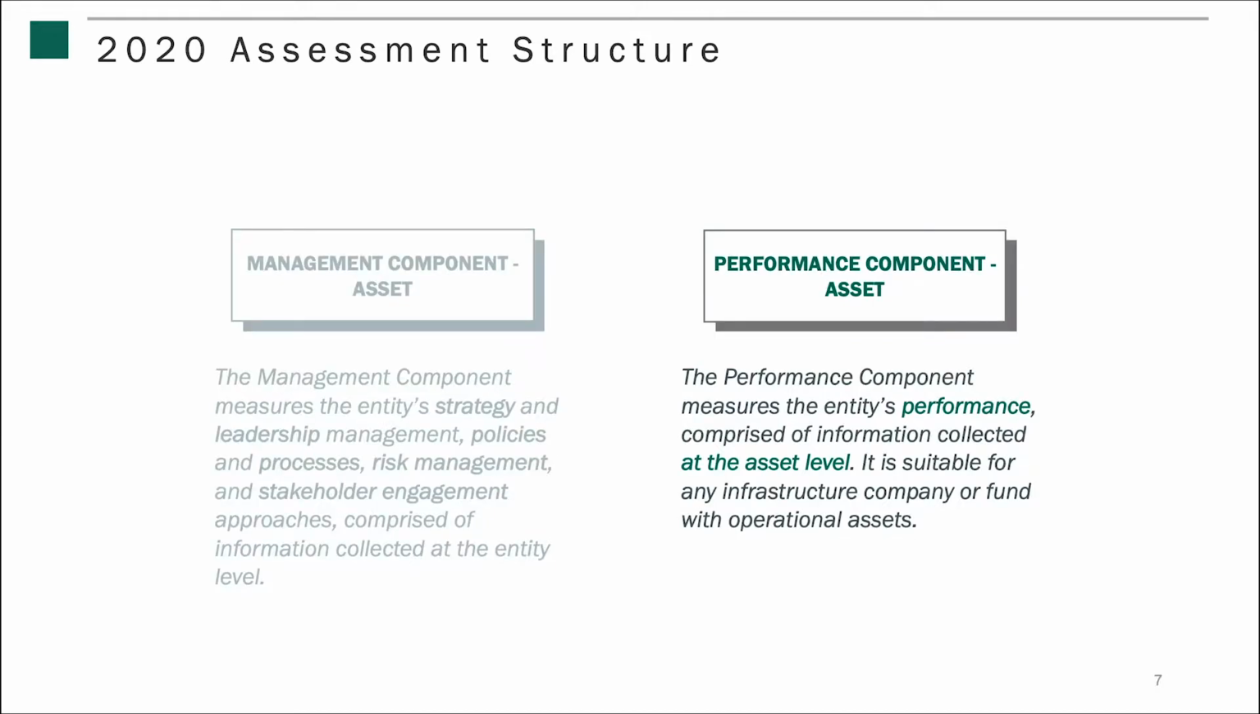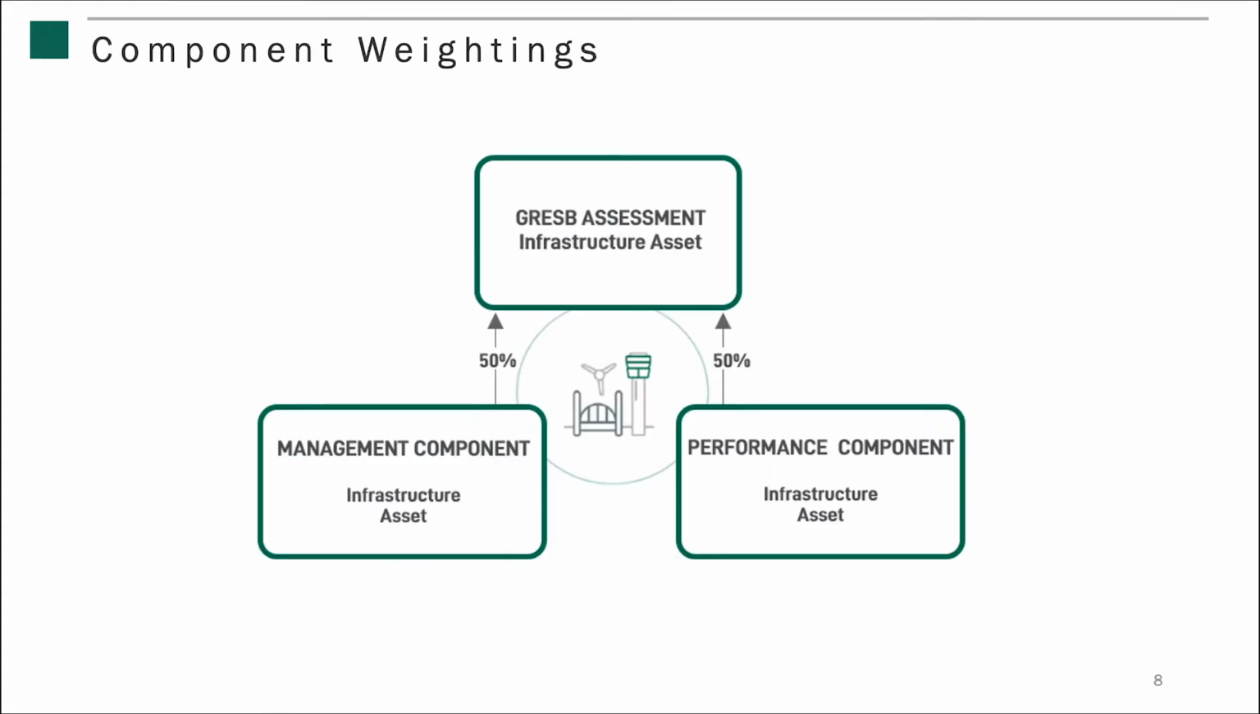The performance component measures the entity's performance, comprising information collected at the asset level. It is suitable for any infrastructure company with operational assets. Each component makes up 50% of the overall asset assessment. That means that if an asset completes both components, the scores for both are added up to give the asset its GRESB score infrastructure asset.